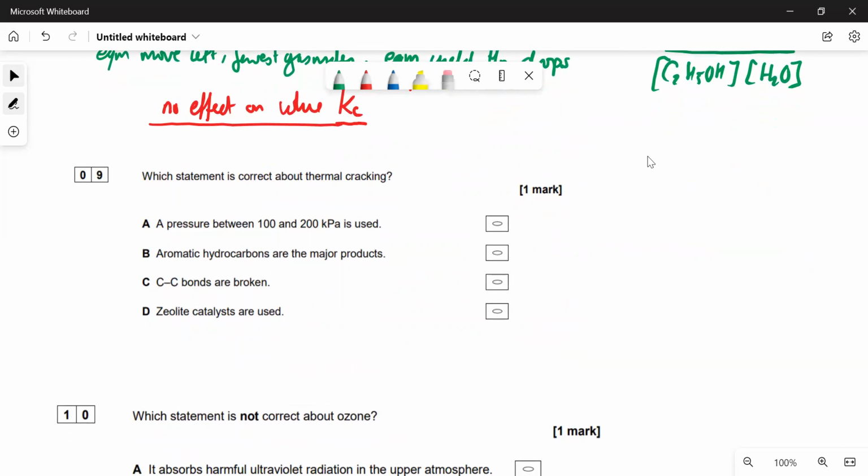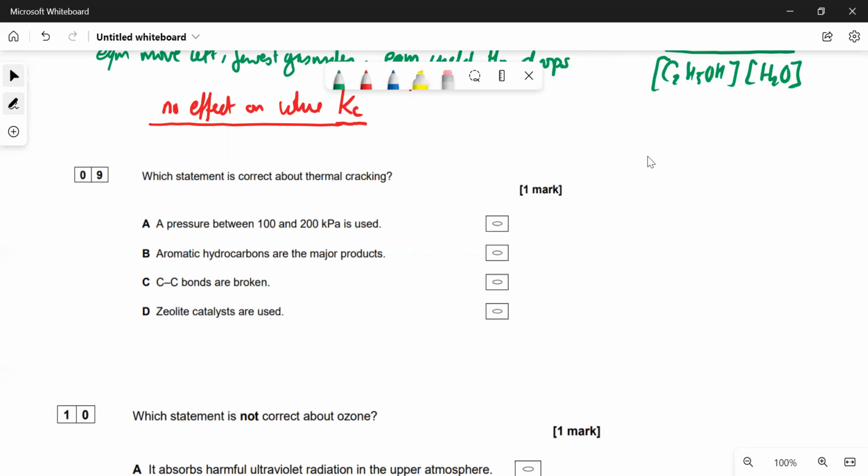Statement about thermal cracking. Now, a pressure between 100 and 200 kilopascals is used. And quite frankly, I haven't got a clue what pressure, but that does seem a bit high. I wouldn't bother learning any particular pressures and temperatures because they never really want that. I know in a lot of textbooks it does give you precise values between this pressure and that pressure. I wouldn't bother learning those numbers.